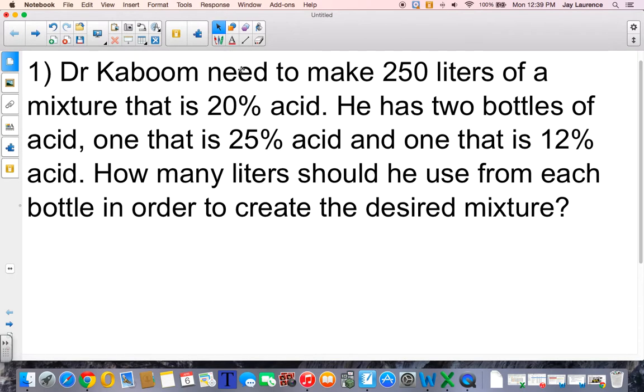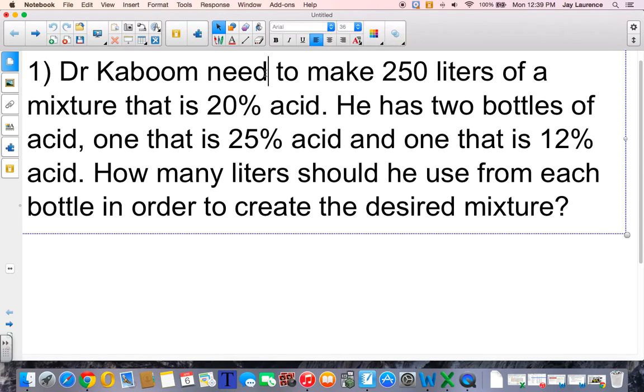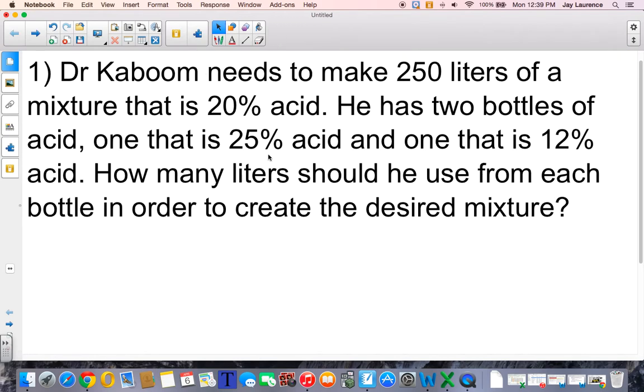Well, let's see here. Dr. Kaboom needs to make 250 liters of a mixture that is 20% acid. He has 2 bottles of acid, one that is 25% acid and one that is 12% acid. How many liters should he use from each bottle in order to create the desired mixture?